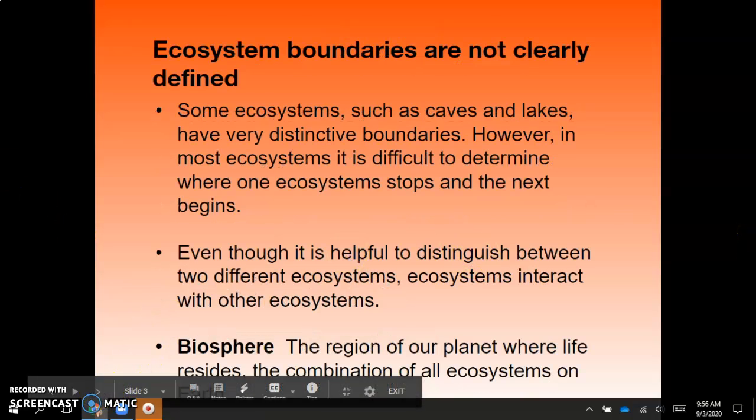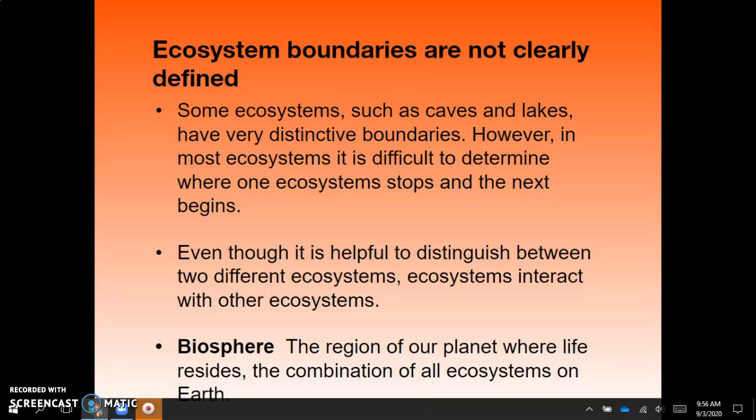So the first thing we're going to talk about are ecosystem boundaries, and ecosystem boundaries are typically not clearly defined. Some ecosystems like caves and lakes have very distinctive boundaries. You can come to the mouth of a cave and clearly identify where the ecosystem begins, or lakes have very distinct edges around them, so you know specifically where the ecosystem lies. However, in most ecosystems, it's difficult to determine where one ecosystem stops and the next one begins. Even though it's helpful to distinguish between two different ecosystems, a lot of the time ecosystems actually interact with one another, so it can be hard to see where one ends and one begins.